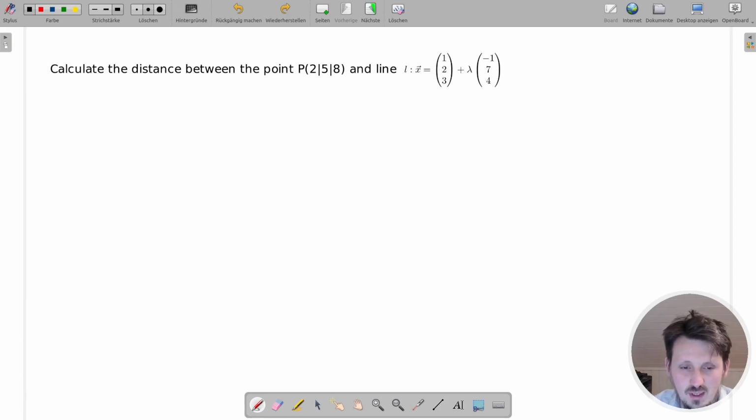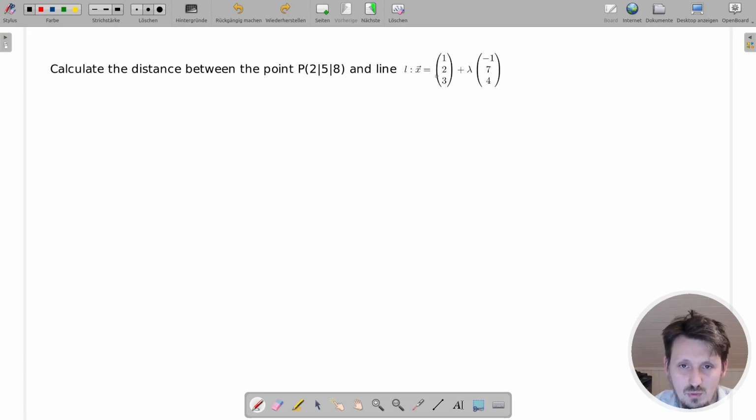In this video I would like to explain how you can calculate the distance between any arbitrary point and any line in 3D. And in order to do that, I created this exercise which says: calculate the distance between the point, in this case (2, 5, 8), these are the coordinates of the point, and the line L, which is given by a vector x equal to (1, 2, 3), which is the position vector, plus lambda times the direction vector (-1, 7, 4). Yeah?